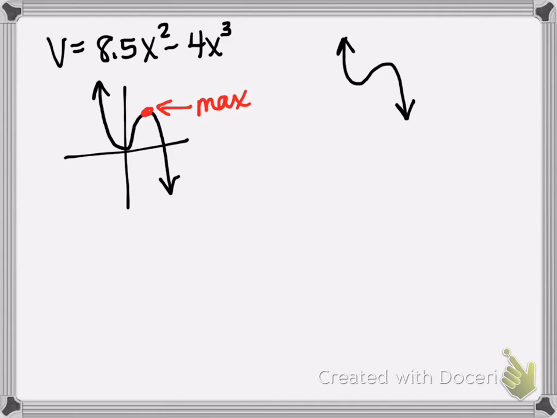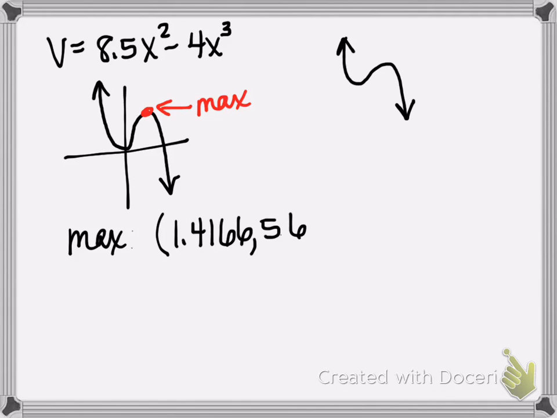So go ahead and use your calculator to calculate the maximum, and let's write down the coordinate, and then we can decide what the coordinate actually means. In doing so, I'm getting a maximum of approximately 1.4166, 5.6863. There's more decimals than that on my calculator, but I'll just copy down the first few.